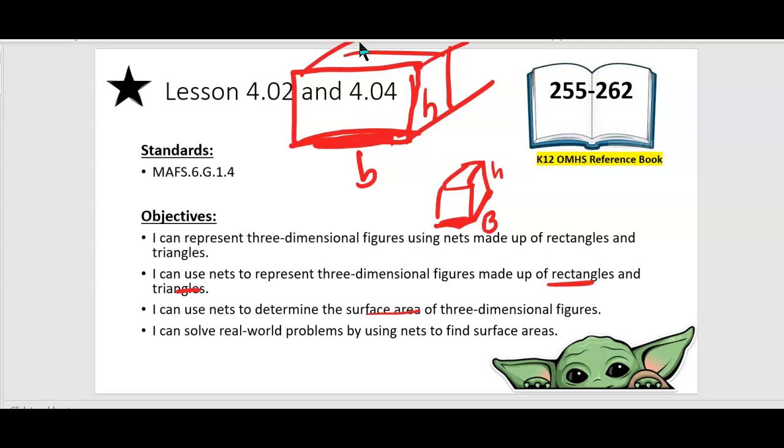Surface area. It's like if you take wrapping paper, how much wrapping paper would it take to cover a box? That's the surface area. You can also talk about the surface area of the Earth.